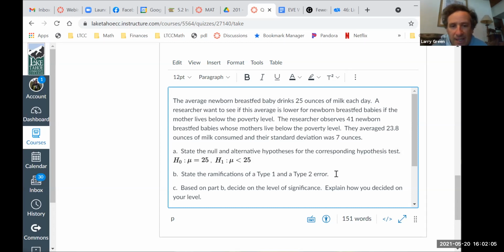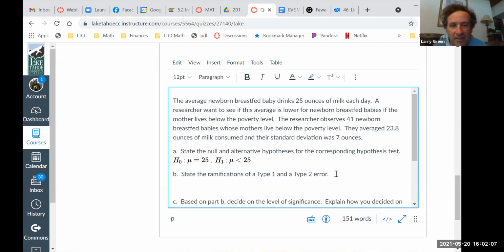Okay, part B is state the ramifications of a type 1 and type 2 error. Let's start with the type 1 just because it's first. All right, so if there's a type 1 error, what does that mean? And then what bad things will happen because of it? Any thoughts?